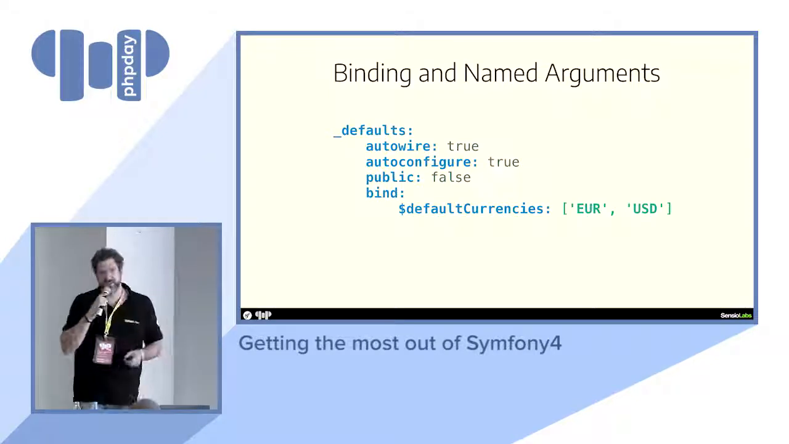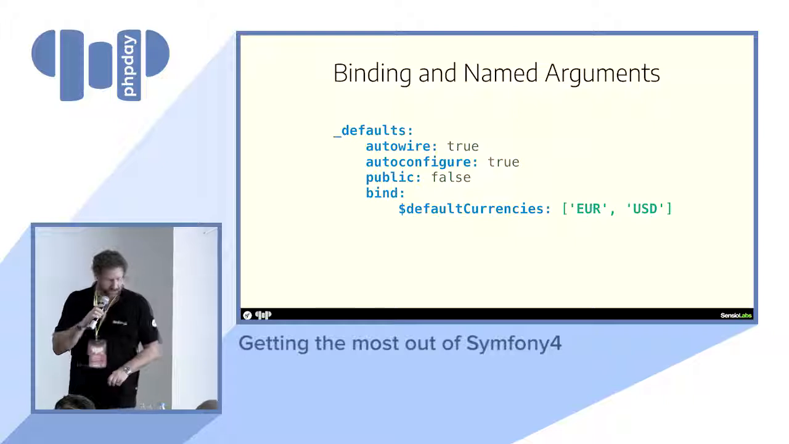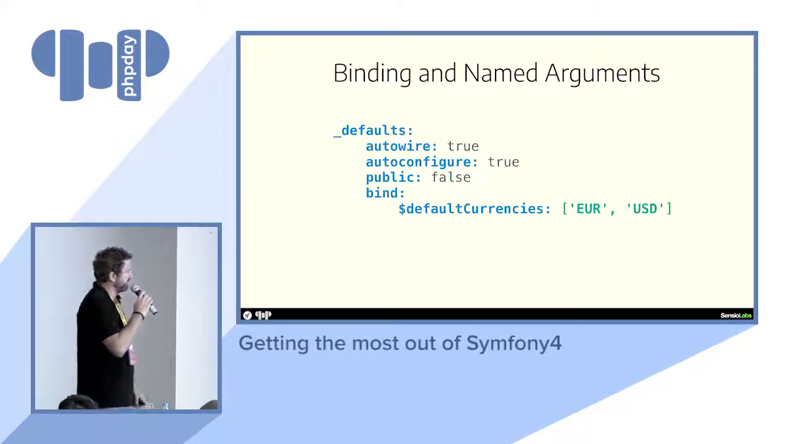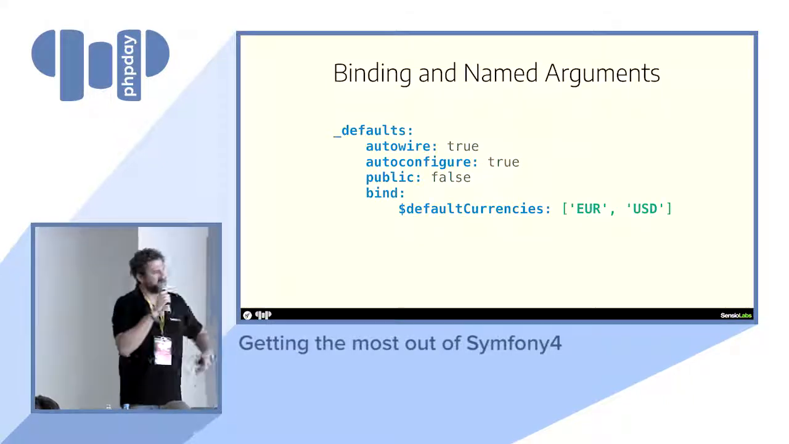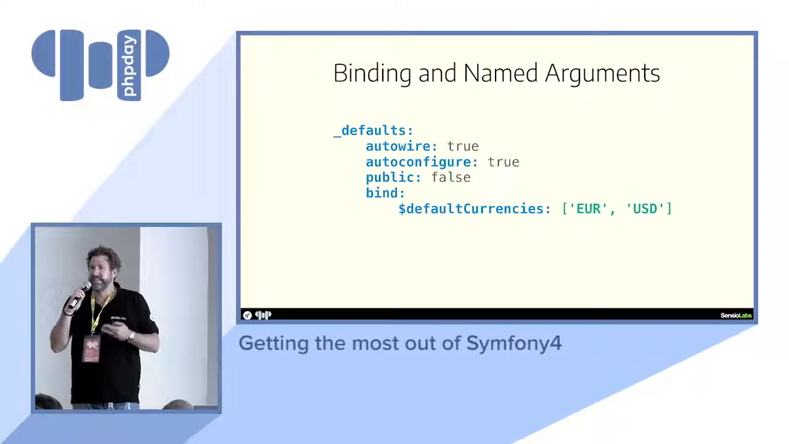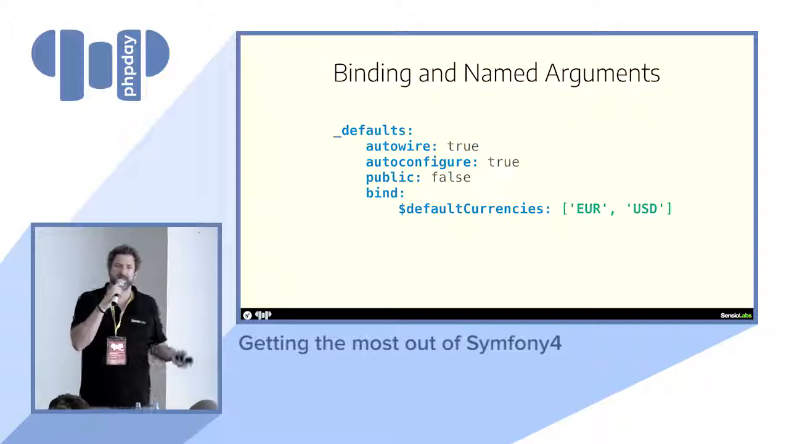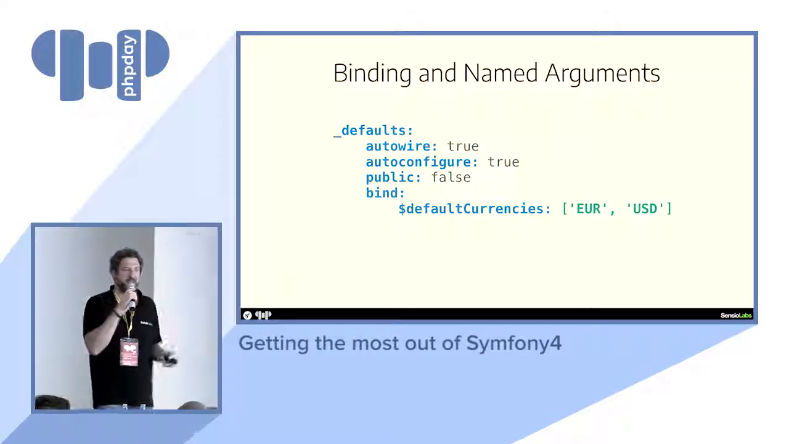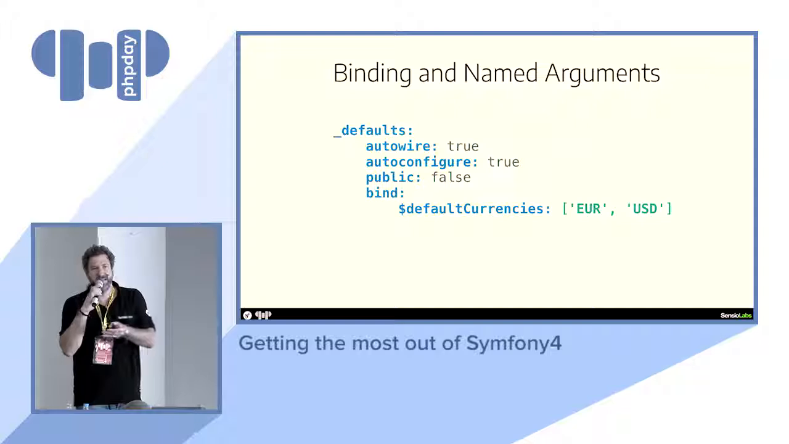Autoconfiguring means, in short, that certain classes implementing certain interfaces will receive tags automatically, like twig extensions or even subscribers. So you don't have to tag them manually.